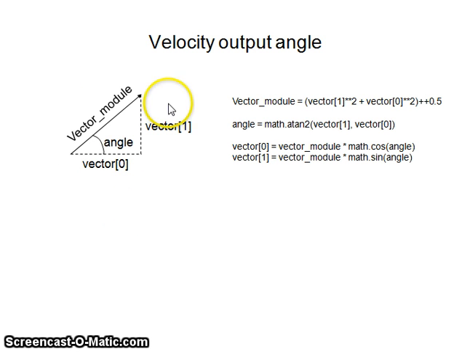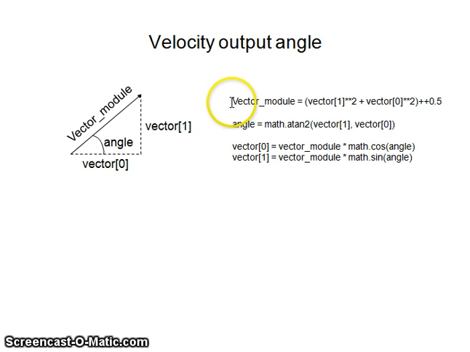This is a vector. Vectors have a module, which is the length of this line, and have the x component and the y component and an angle. Okay, so we will need to remember some equations from school.